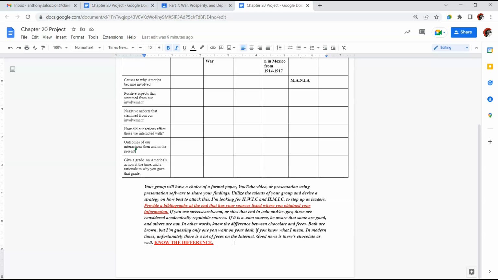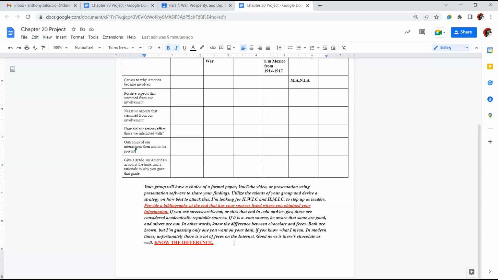In other words, know the difference between chocolate and feces. I know that's a horrible analogy, but hang with me for a second here. Okay, chocolate and feces are both brown. Only one you want on your desk. So know the difference between the two. In modern times, there's a lot of garbage on the internet. Good news is that there's a lot of good stuff. Knowing the difference is really important.